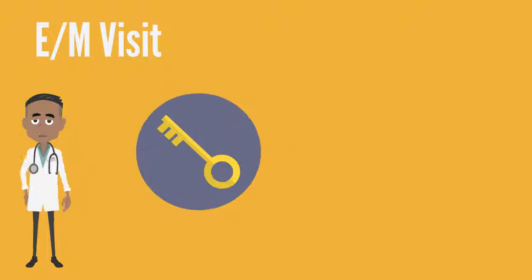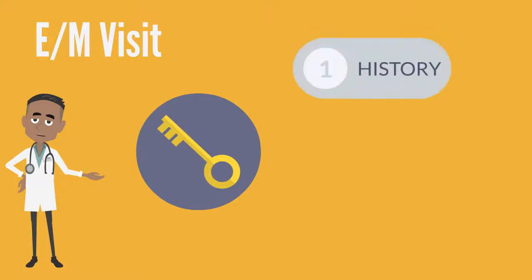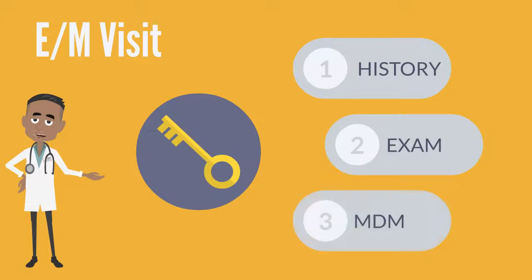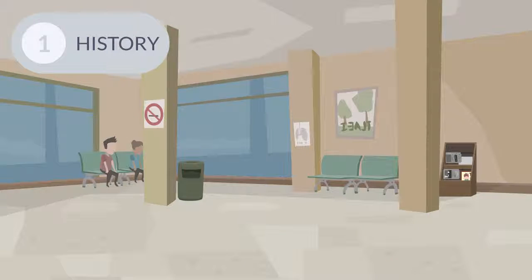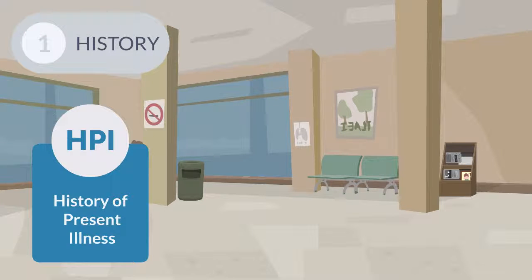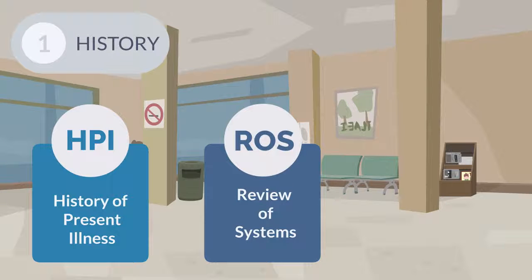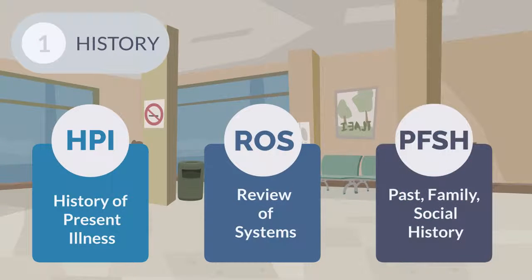There are 3 main key components of an E&M visit: history, examination, and medical decision-making. History is comprised of 3 portions. First, history of present illness, or HPI. Second, review of systems, or ROS. Third, past, family, and social histories, or PFSH.